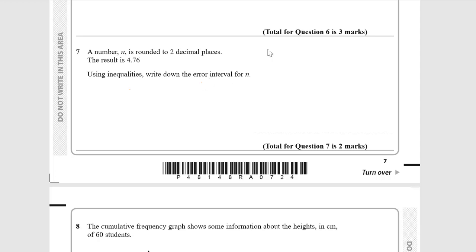So question 7, a number n is rounded to two decimal places, 4.76. Using inequalities, write down the error interval for n. So if we say that this is 4.76, if it was rounded, say 4.765, and this one here 4.755.